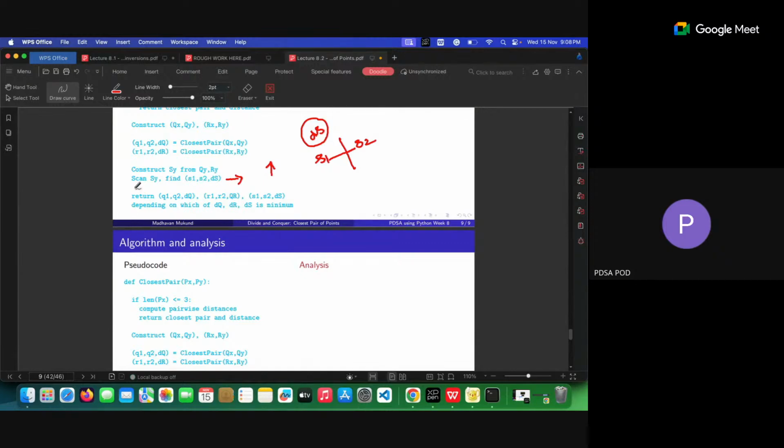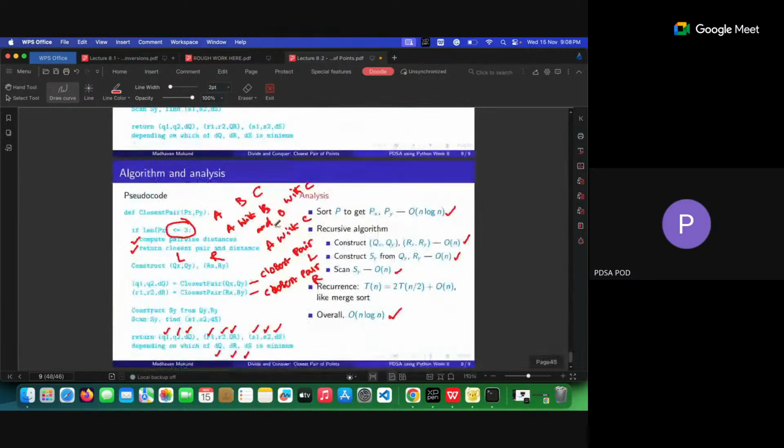So constructing the shortest distance requires another O of n. Another O of n. That's the reason the recurrence relation is merge sort along with O of n, so that ultimately it is n log n overall complexity, because the highest one is taken, which is for the sorting.